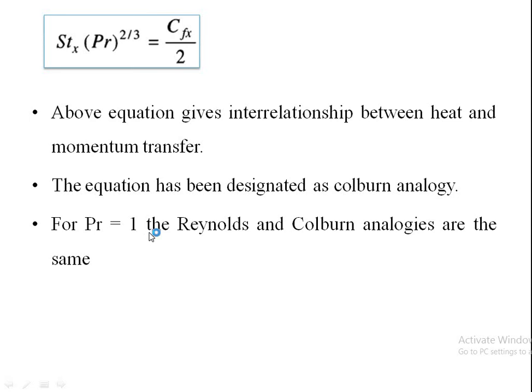For Prandtl number equal to 1, the Reynolds and Colburn analogies are the same. If you put Prandtl number equal to 1, we will get the local Stanton number is equal to Cfx divided by 2.